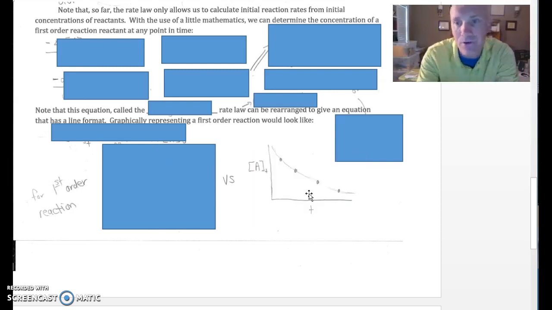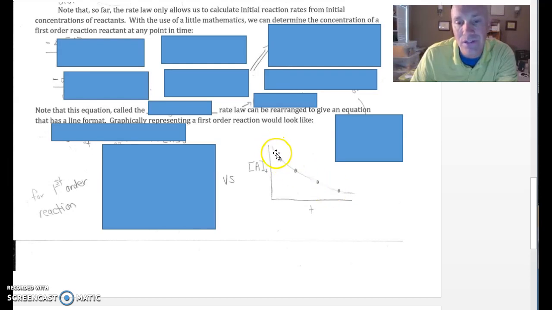We're going to compare this graph to another graph that we're going to be deriving an equation for in just a second. But if you were to have a first order reaction, and again, that's one where if you double the concentration, it would double the initial rate, here's what the concentration of that reactant would look like over time. So as time goes on, this is your reactant, and the concentration of your reactant left is going to be going down over time.